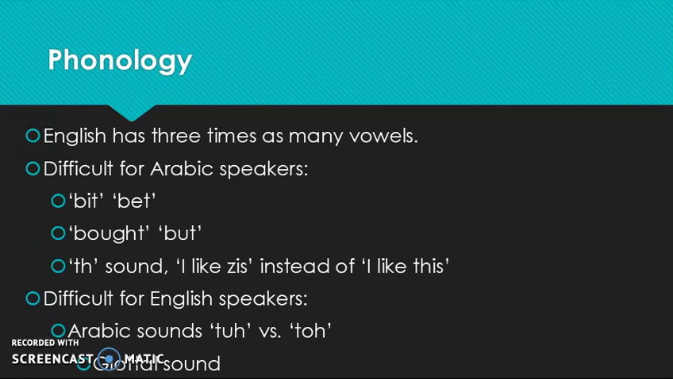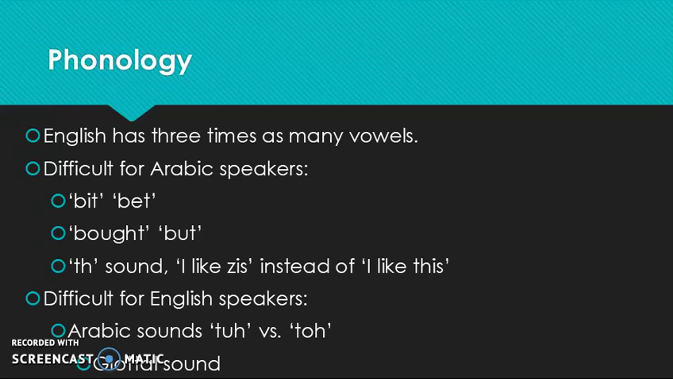Another difficult thing for Arabic speakers is our th sound, the. Instead of saying "I like this," an Arabic speaker will typically say "I like zis," because that th sound is very difficult for them to say. They don't have it in Arabic. Instead, they have the z sound, so they say "zis" rather than "this."